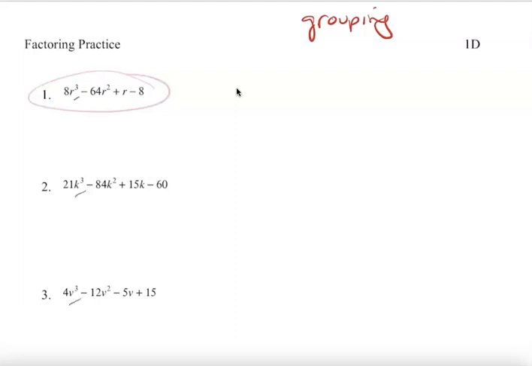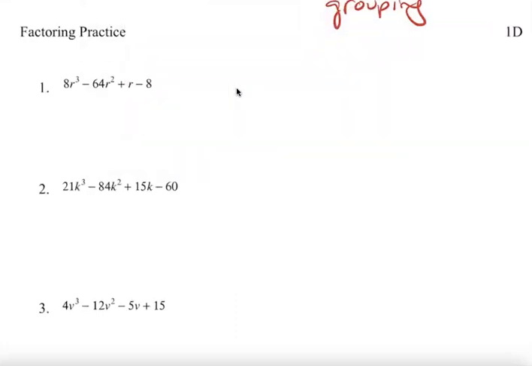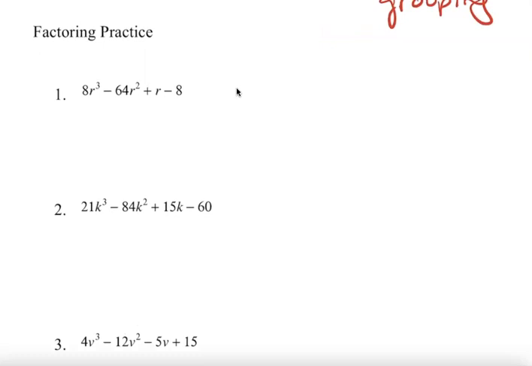All right, so to group just means you do them 2 at a time. That's all it means. And the only way you can do them 2 at a time for these 3 by 3s, unless you know a special pattern. So this first one, let's take the first 2 terms and pull out what they have in common. They have an 8 and an r squared in common, and that leaves inside an r minus 8.